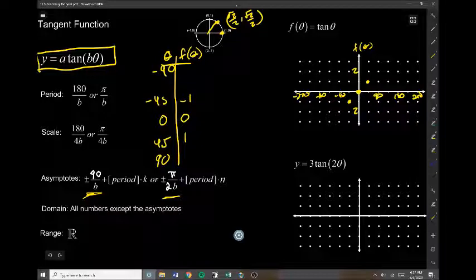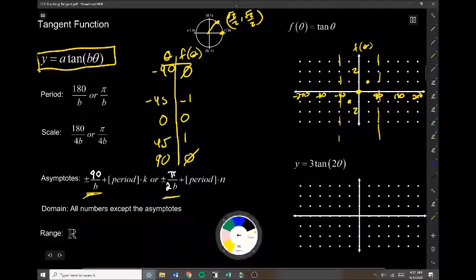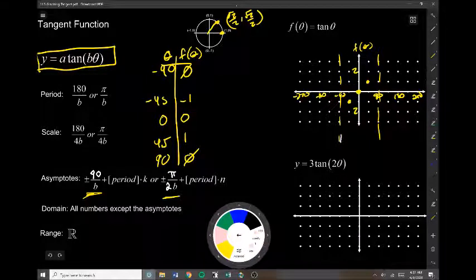At 90 degrees, we are undefined. There's an asymptote right here. At negative 90 degrees, we are also undefined. So there's an asymptote here. And in between all this, we have this sort of curve. This is one cycle of the tangent function.